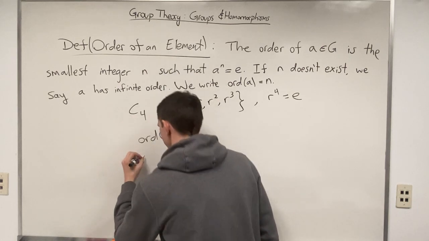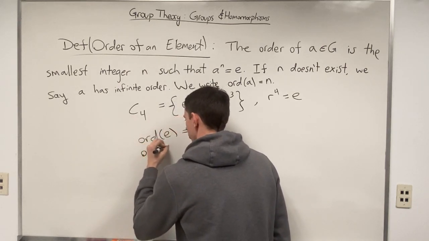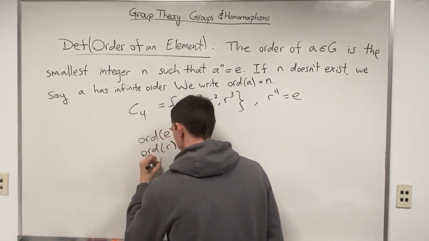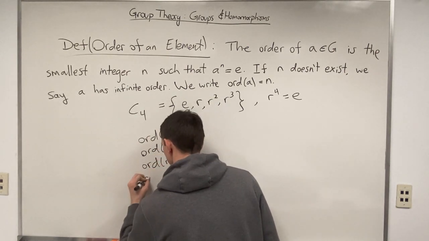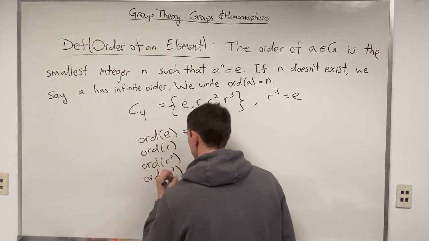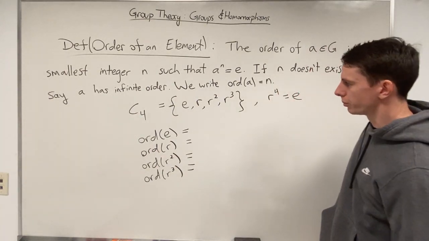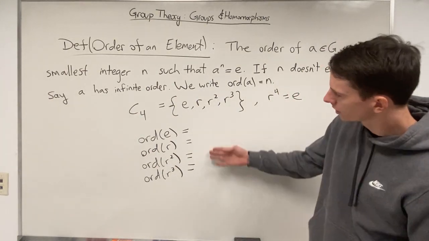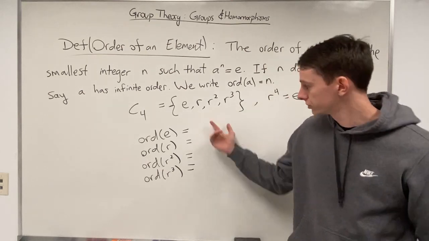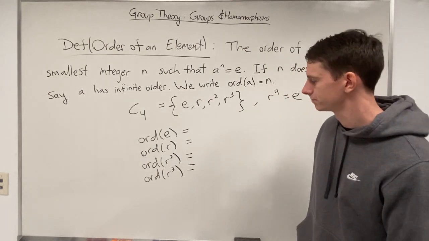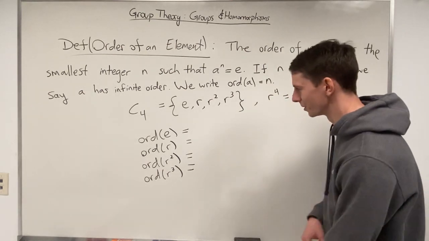Let me actually just write these out real quick. So we're going to have the order of E, the order of R, the order of R squared, and the order of R cubed. So maybe what you could do, take a minute to pause the video and try to see if you could obtain what the order is for each of these elements. Assuming we've paused the video.